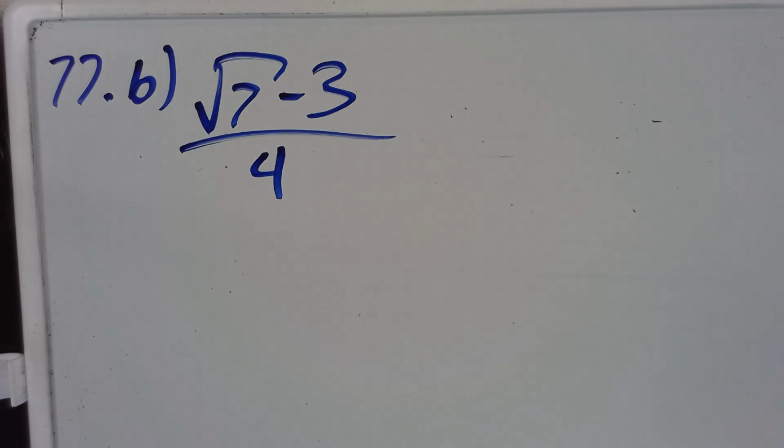All right, we need a conjugate. How do we know we need a conjugate? And why can't we just, why do we have to have a conjugate on this one?